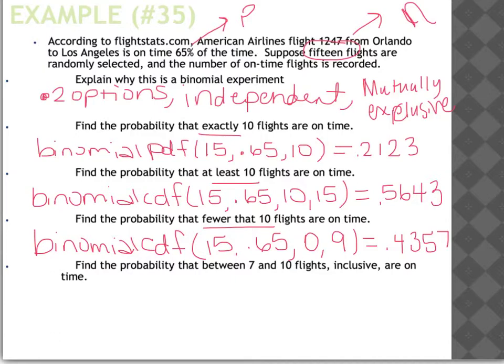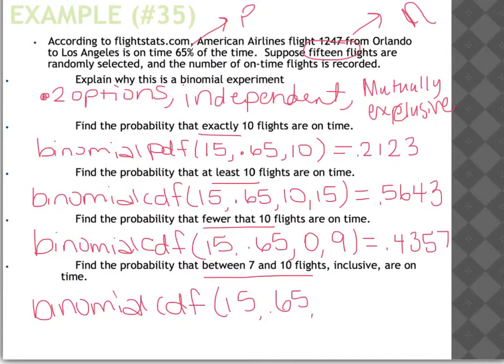All right, and the final, find the probability that between 7 and 10 flights inclusive are on time. Now this is still a range, so we're doing binomial CDF again. 15 trials, 0.65. And between 7 and 10. Now, inclusive means include those numbers. So our low is 7 and our high is 10. And then put it into your calculator, pause the video, and then when you're ready to check, push play.